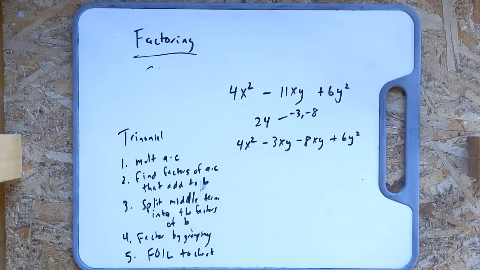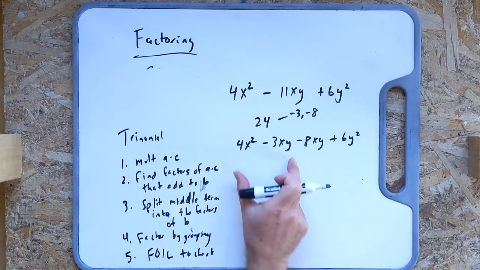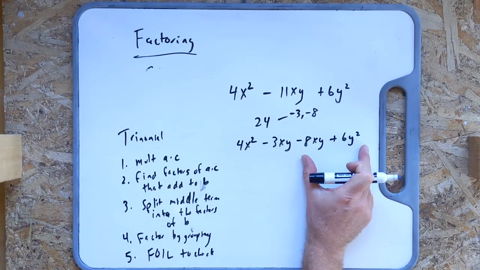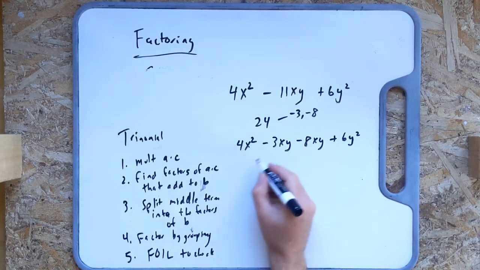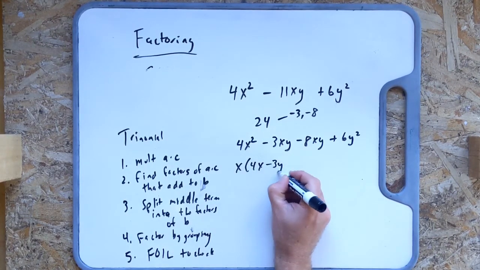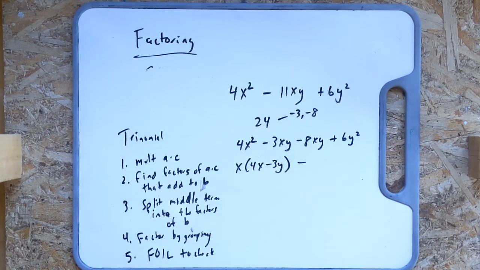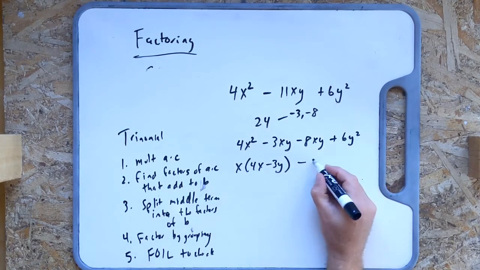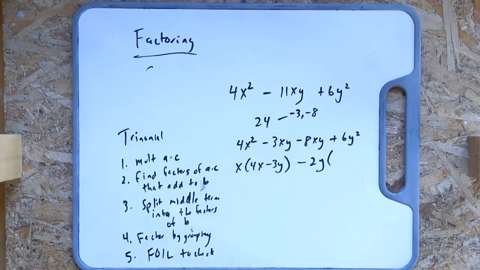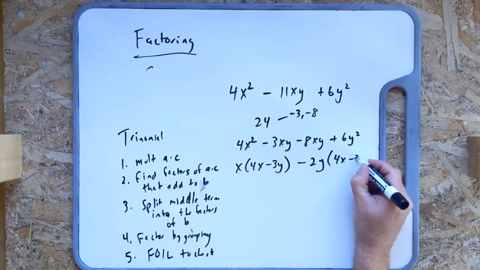That was step 3. Finally, factor by grouping means take the greatest common factor of the first part, and take the greatest common factor of the second part. In this case, I can just take an x out of the first part. I get 4x minus 3y. The second part, I can take out a negative 2 and a y. And I will get 4x minus 3y.